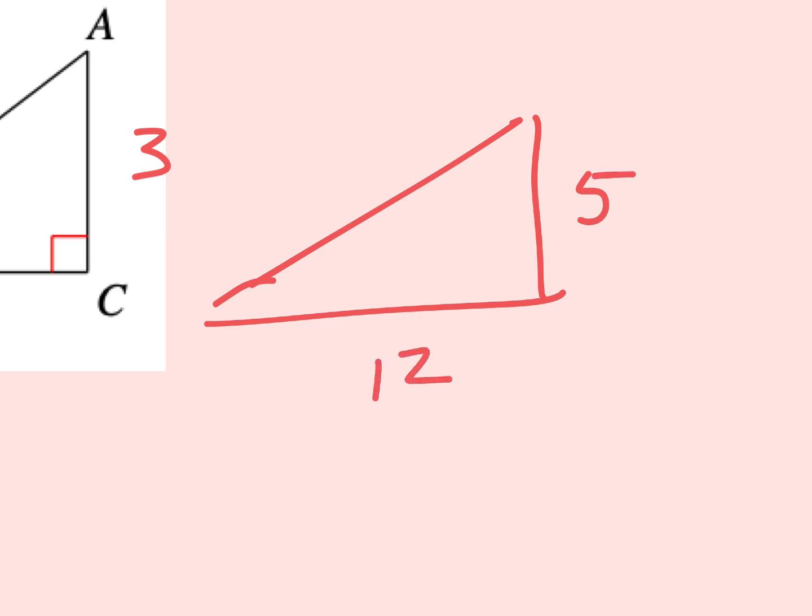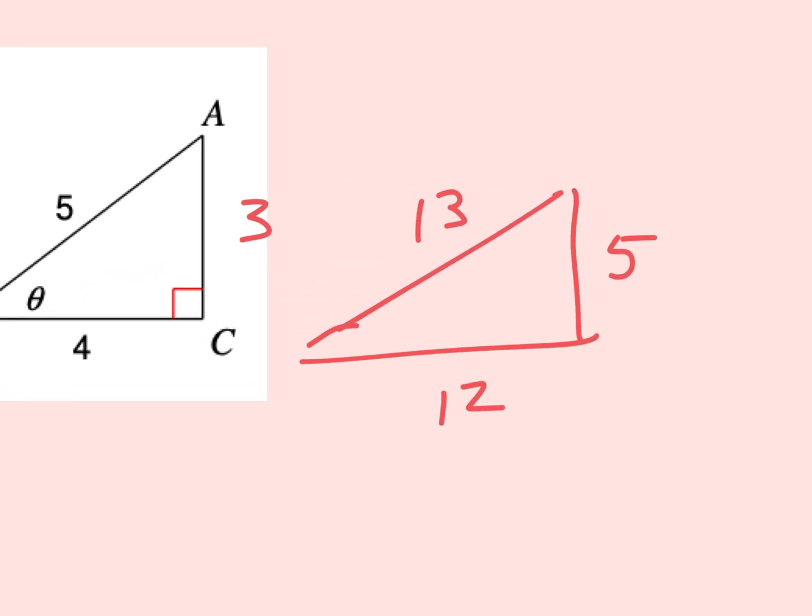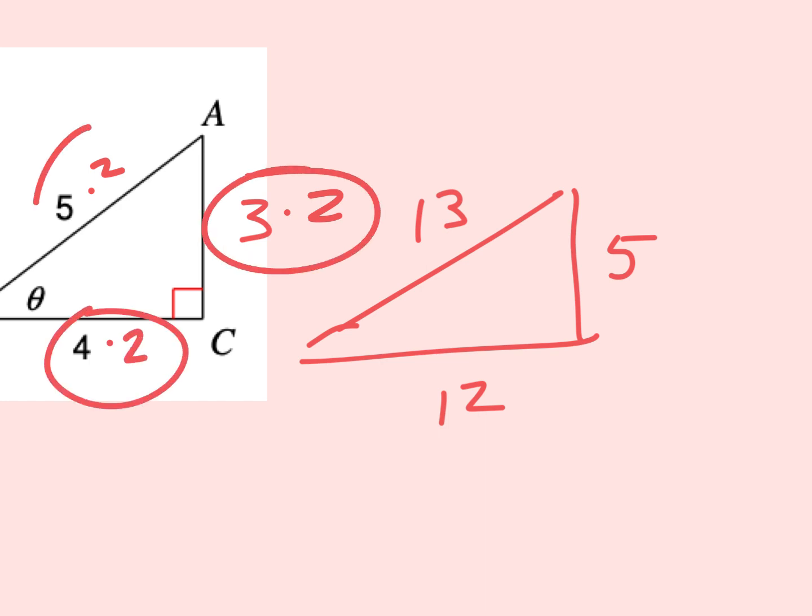5, 12, what's the other one? 13. Any multiple of these, like times all of these by 2: 6, 8, 10. See what I mean? But we don't want to write down 6, 8, 10 because then we'd have to multiply them all by 3 and say 9, 12, 15. I think you get that we can multiply these by anything we want. There is one more Pythagorean triple that's worth memorizing.